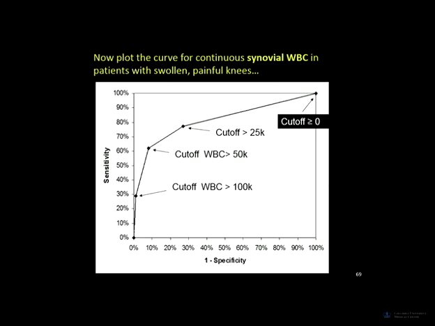So this is plotting what you just saw. At the white blood cell count of 100,000, we really gained a lot of sensitivity without much sacrifice in specificity. Still pretty good at 50,000. We've ramped up the sensitivity and without a great loss of specificity. But as we get to a lower and lower threshold, we really lose the value of the test.